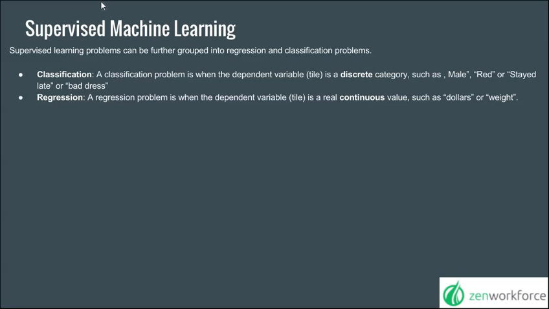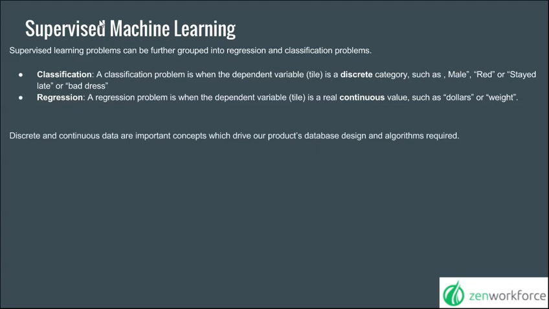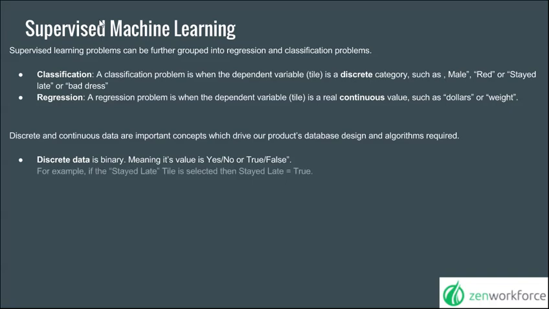But the two items that you see bolded here are discrete and continuous. These are important concepts that drive our product design. And the algorithms that are required are dictated by whether what you're trying to predict is discrete or continuous. Discrete data, again, is a yes or no. It's a true or false. Somebody stayed late, yes or no. It's either true or it's not.